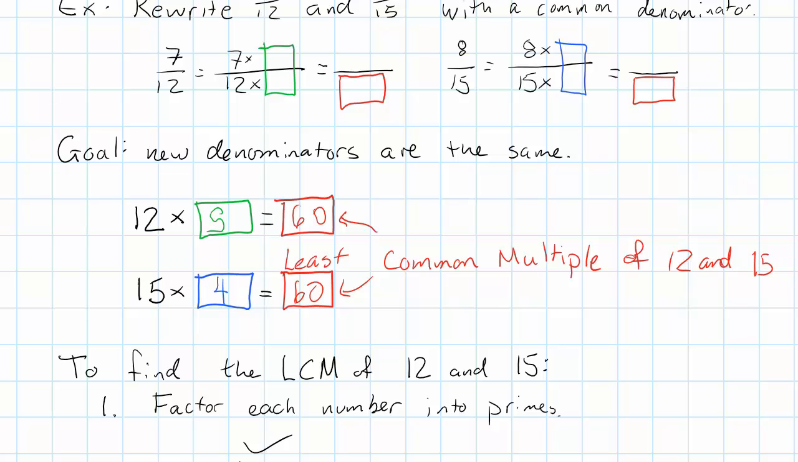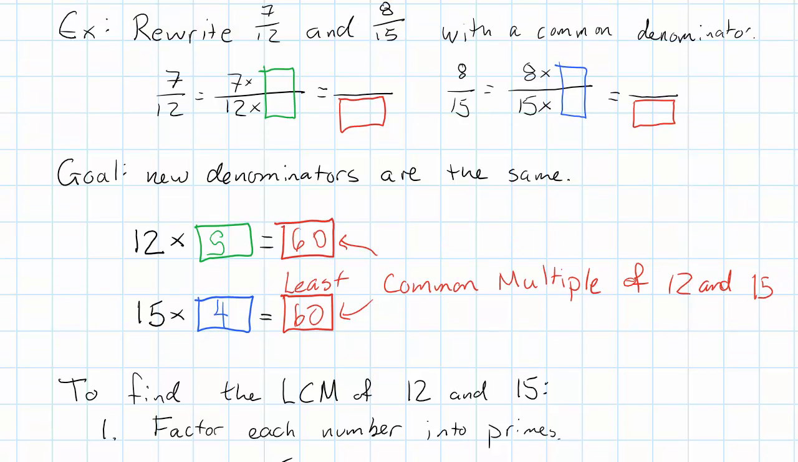And now, going all the way back to the fractions, we'll fill in 60 as our common denominator. We needed to multiply 12 by 5, so we need to also multiply 7 by 5. 7 times 5 is 35. We needed to multiply 15 by 4, so we need to also multiply 8 by 4. 8 times 4 is 32.